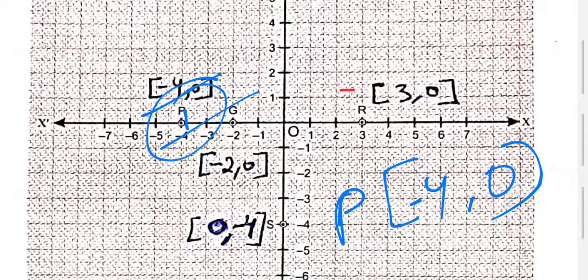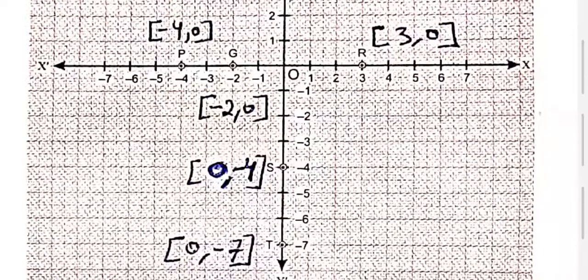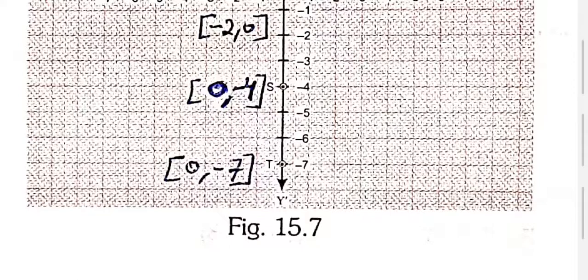Now come to that one, R. For R, the value on the x-axis is 3 and it does not move on the y-axis, so it is 0. And come to this one, point G, the value on the x-axis is -2 and it does not move, so the y value is 0. Now come to S. For S, the point does not lie on the x-axis, so the x value is 0, and the value on the y-axis is -4. So you have to write -4 here. So you have to write these coordinates with the help of your scale. Similarly, you have to write the coordinate of T by yourself. It is 0 comma -7.